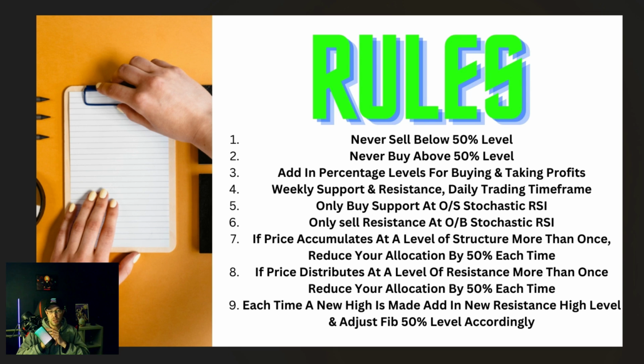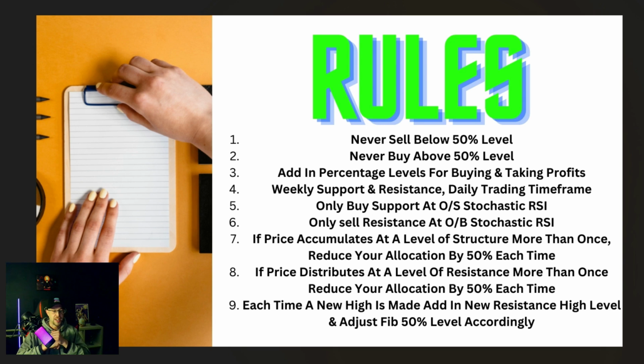Rule number 7, if price accumulates at a level of structure more than once, reduce your allocation by 50% each time. And you remember what I showed you on the chart. If it hits once, you allocate it by your percentage. If it hits again, you reduce that by 50%. If it hits again, you reduce it by 50% until ultimately it breaks through a major level of support or resistance. So by doing that, it means that you're not going to exhaust all your capital in one area. If it goes down in price, then you're going to be able to take advantage of the lower levels because you're reducing your allocation, and that's part of the good risk management.